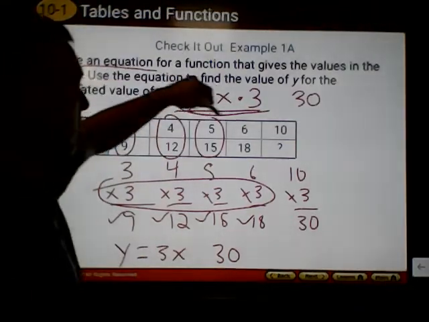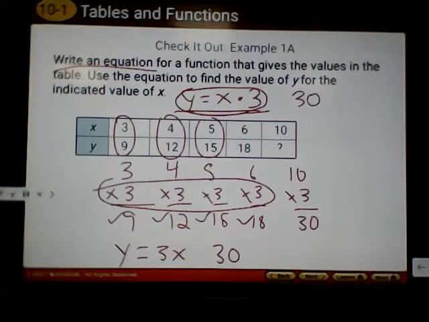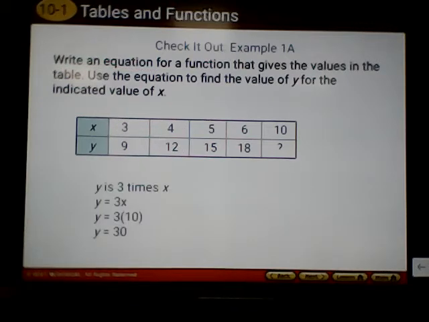I'm okay with this answer also if that helps you out. And that's how you do this one. Because this one's just one operation, just simply 3 times x. If it's one operation, it's really easy.